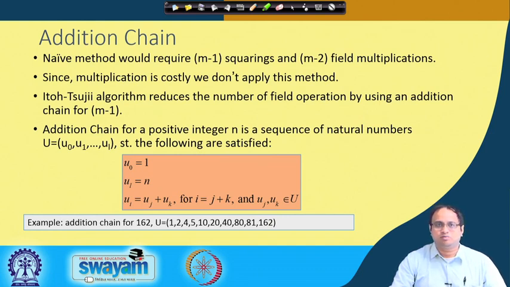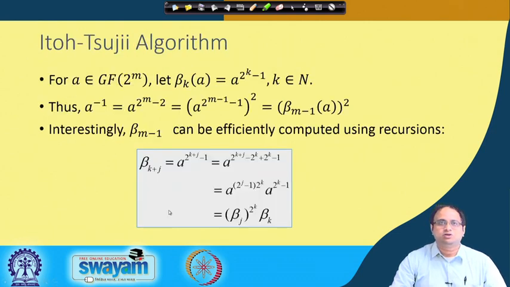Although it is a hard problem, or a difficult problem, to find out what the optimal chain is, there are some propositions in the literature which essentially give us efficient chains, which we can use to compute this multiplicative inverse.